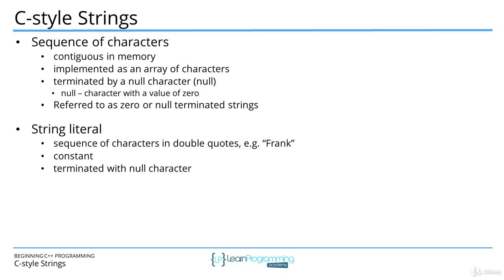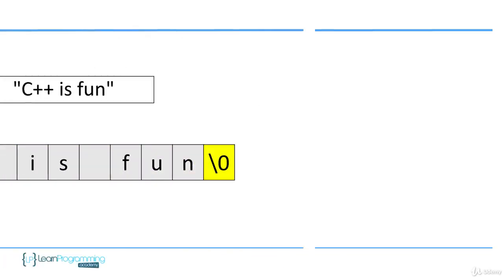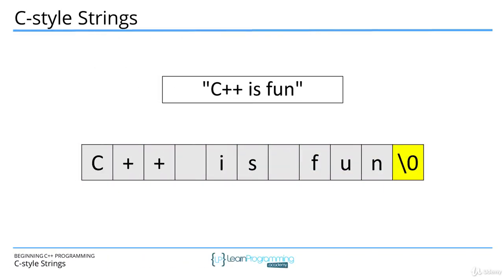Let's see an example of a string literal and how it's stored in memory. Here's a real simple example that shows how C-style strings are stored in memory. In this case, we have a C-style string literal containing the sequence of characters C++ is fun. These characters are stored in a contiguous block of memory that can be accessed as an array. Notice that C++ is fun has exactly 10 characters, but the compiler allocated 11 characters for the array because it needed space for the null character at the end.